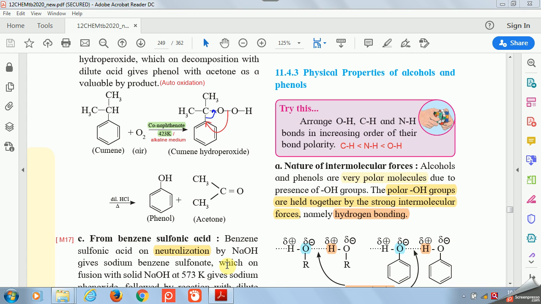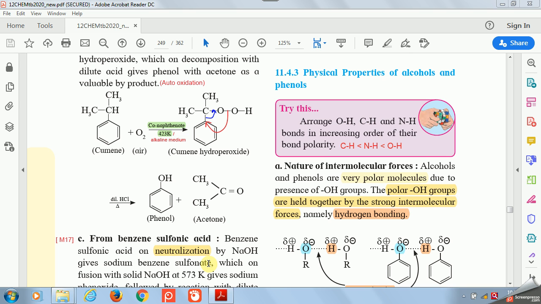So oxygen is most electronegative, that means the higher is the polarity in the OH bond, and carbon is less electronegative among these three, so less polarity in the CH bond, and the NH bond has in-between polarity. So the increasing order of bond polarity is CH is less polar, then NH, and then OH. OH has the highest polarity in that covalent bond.